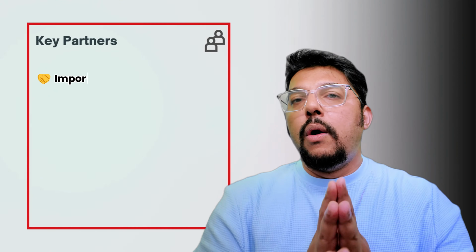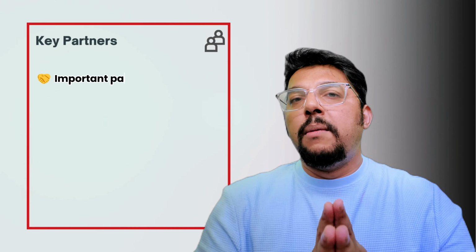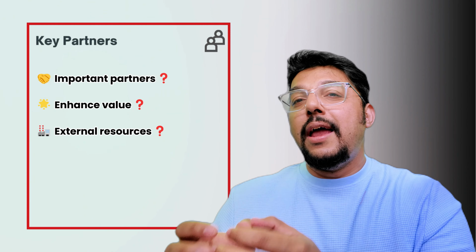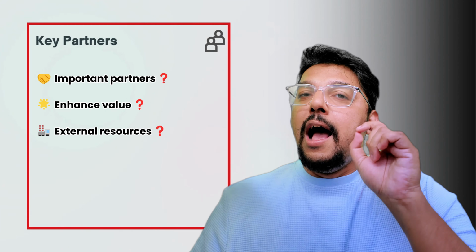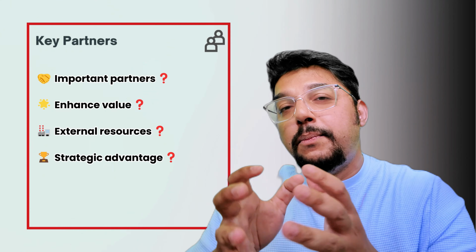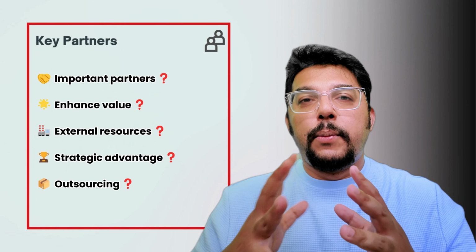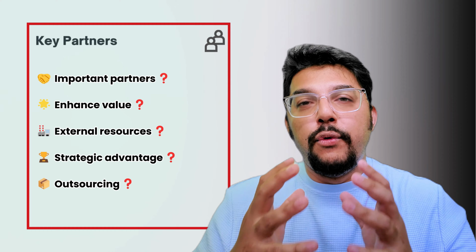So to determine the key partnerships for your business, you must ask the following questions. Who are our most important partners, suppliers, or collaborators? Which partnerships help us enhance our value proposition? What external resources do we rely on to operate efficiently? Are there strategic alliances that provide us with competitive advantage? And which activities or processes can be outsourced to focus on core business functions? So building a strong partnership can help businesses scale faster and operate more efficiently.